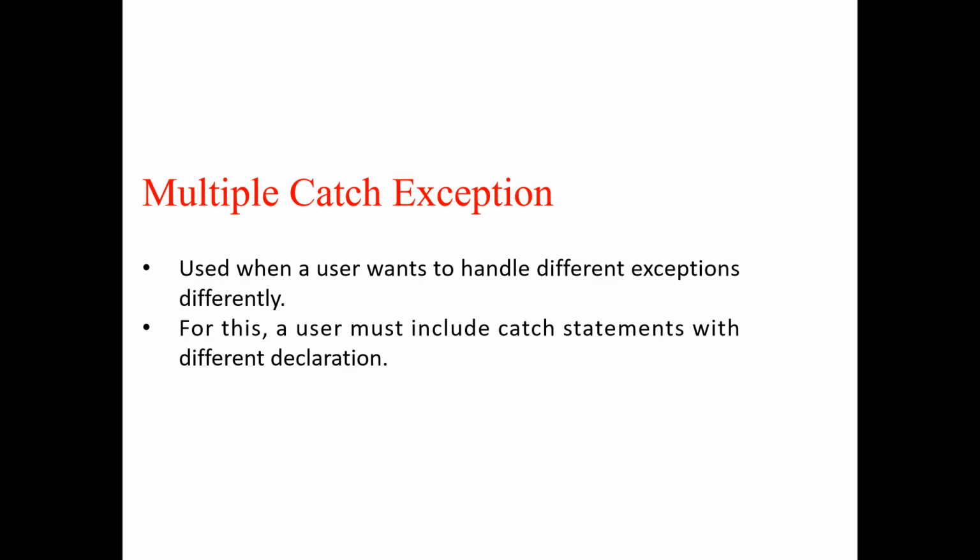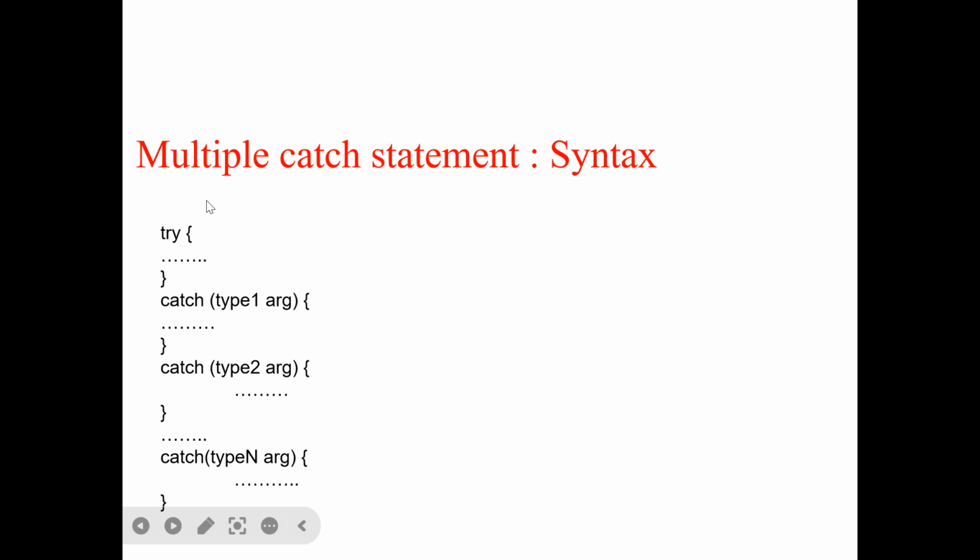So now we are going to discuss multiple catch exceptions. It is used when a user wants to handle different exceptions differently. For example, this is the multiple catch statement syntax. For one try we can have a number of catch blocks. Catches can be of different data types. One can be an integer, another can be a float, another a character or string. So like that we can have different types of catches.